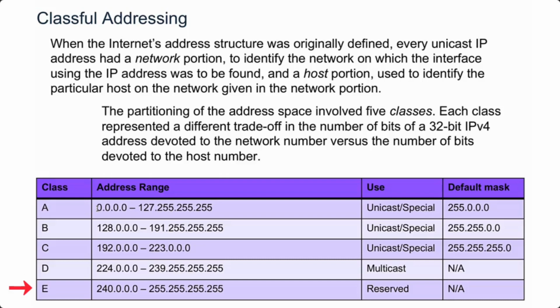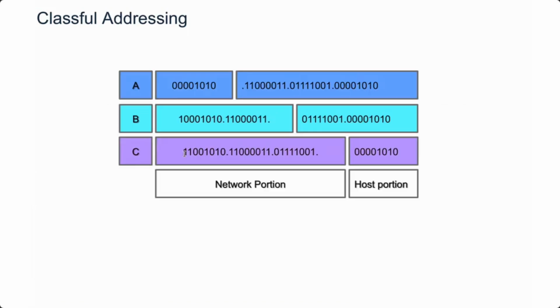Use these address ranges. Class D is reserved for multicast groups, so you will see protocols like NetBIOS using addresses in this range to communicate. And finally, Class E, which is reserved for research, development, and future uses. So this is classful addressing.